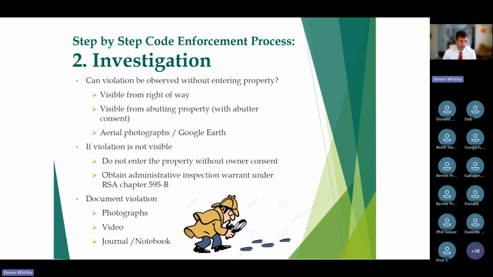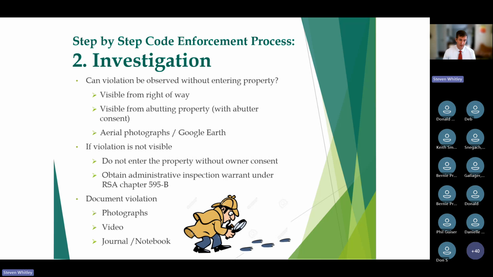Then you're going to investigate. Can you observe whatever the alleged violation is without entering the property? Hopefully you can from the right-of-way, or maybe it's visible from an abutting property. Aerial photographs and Google Earth can help you, depending on when those photographs were taken. If the violation is not visible, do not enter the property without owner consent. I want to say that again: do not enter the property without owner consent.